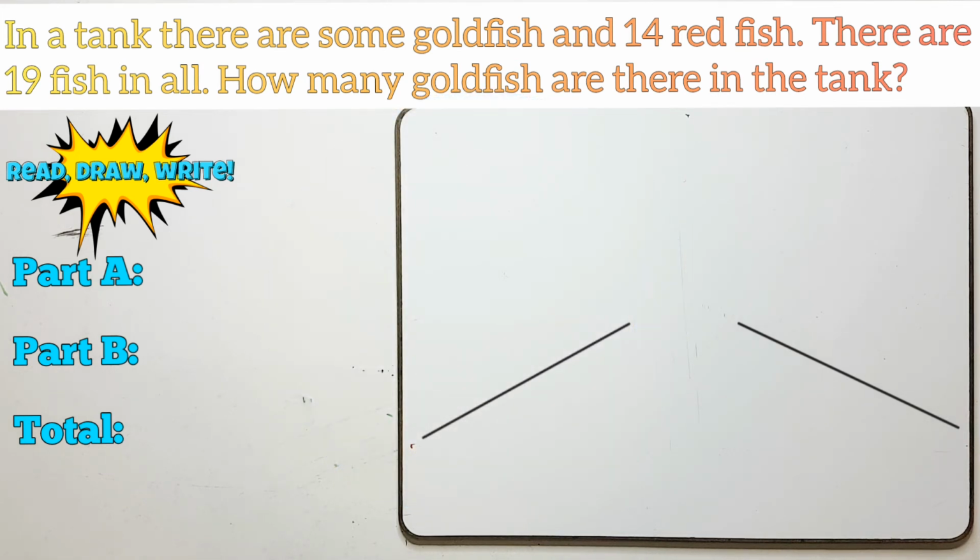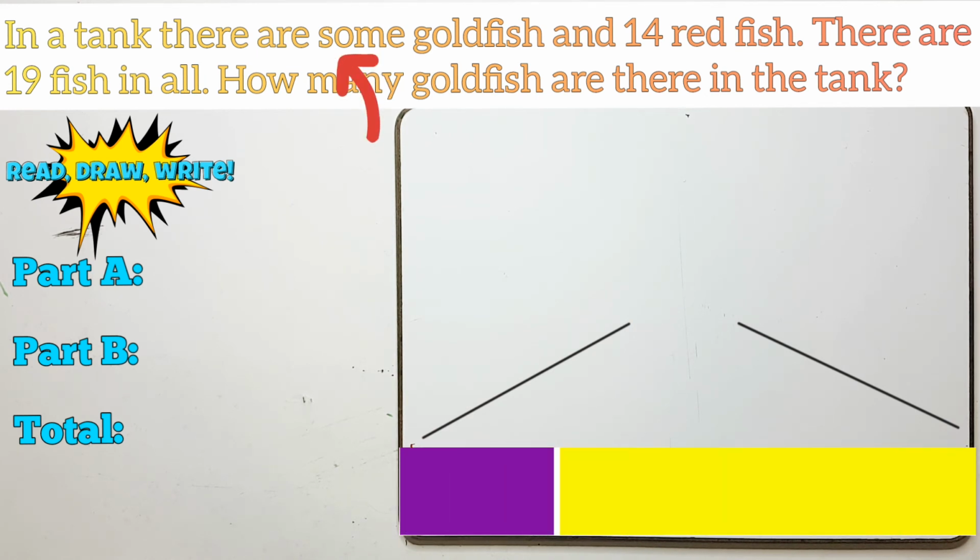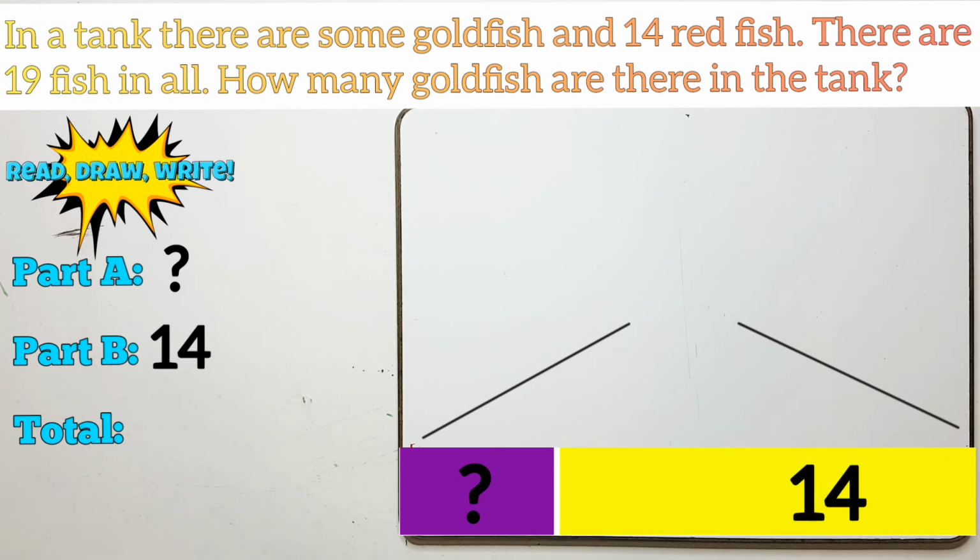So let's analyze this word problem. There are some goldfish. Do they tell me how many? No. So one of my parts, part A, is my mystery number. And there are 14 redfish. That's my other part. How do I know that these are parts? Because then it says there are 19 fish in all. That means that in this fish tank, there are 19 fish in total.